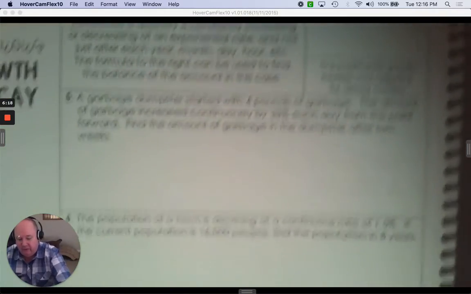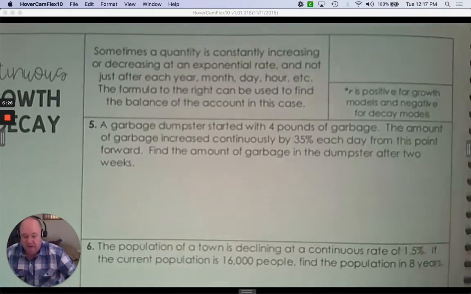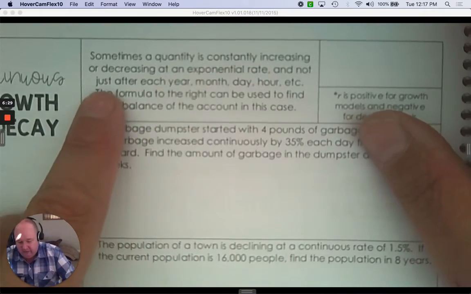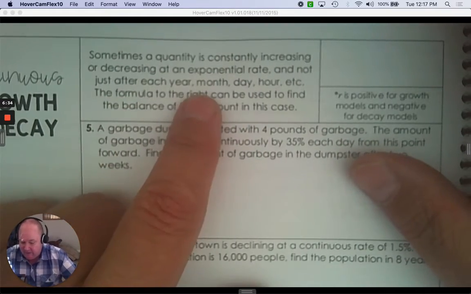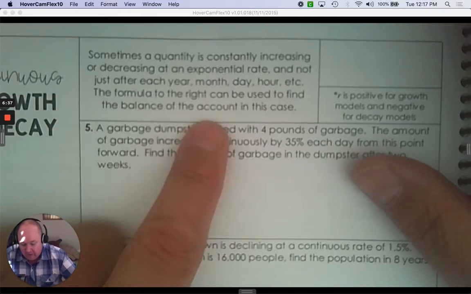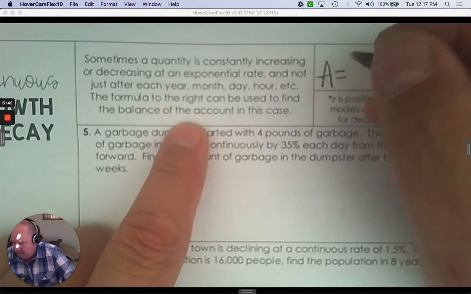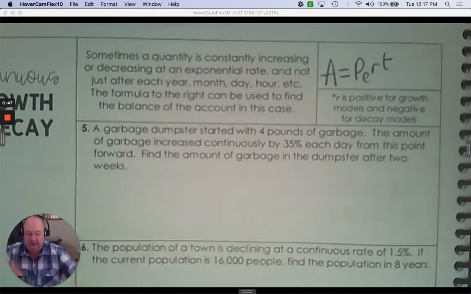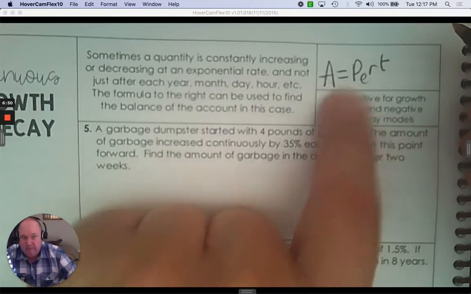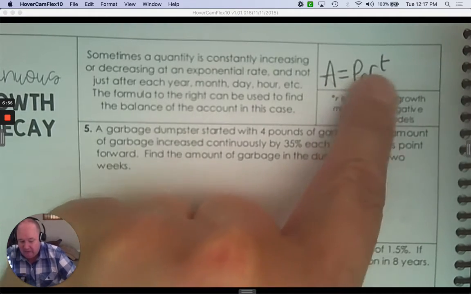Here's another question. Sometimes we're going to have a different formula here. Sometimes a quantity is constantly increasing or decreasing at an exponential rate, and not just after each year, each month, each day, and so on. The formula to the right can be used to find the balance of an account in this way. So we call this continuous increasing. So it's not every year, it's just continuously increasing. E is a number. P is the initial amount or the principal. R is the rate. T is the time.